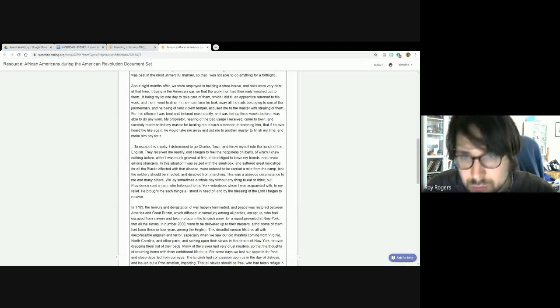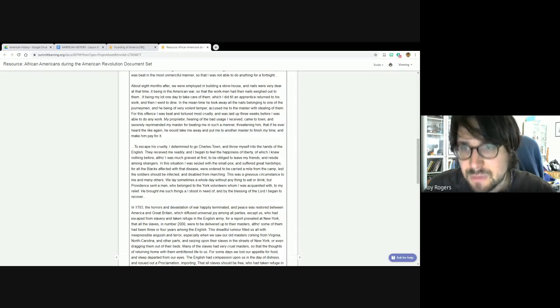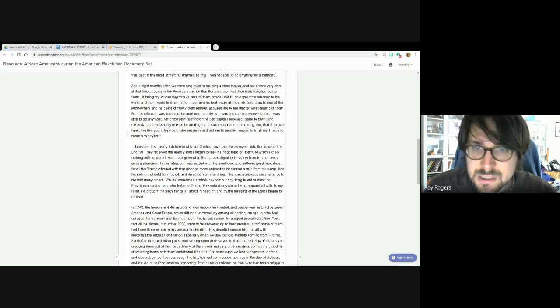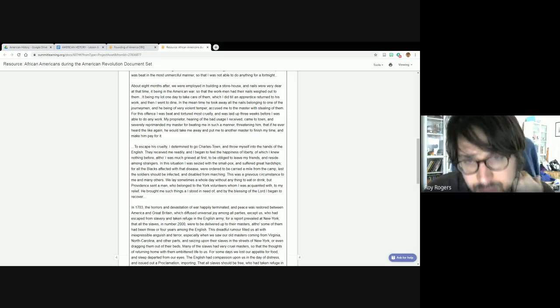To escape his cruelty, I determined to go to Charlestown and throw myself into the hands of the English. They received me readily, and I began to feel the happiness of liberty, which I knew nothing of before. Although I was much aggrieved at first to be obliged to leave my friends and to reside among strangers. In this situation, I was seized with the smallpox and suffered great hardships, for all the blacks affected with the disease were ordered to be carried a mile from the camp, lest the soldiers be infected and disabled from marching. This was a grievous circumstance to me and many others.